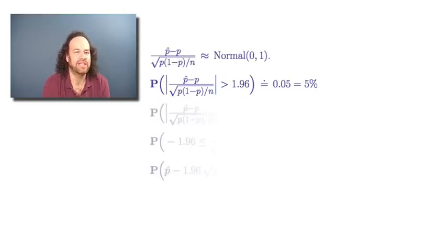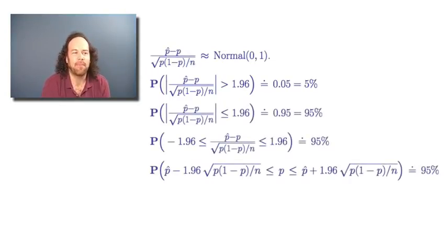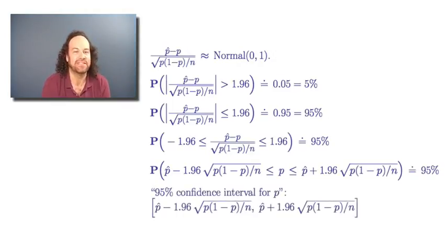Now when we rework all this, we end up concluding that the probability that P is between P hat minus 1.96 times the square root of P times 1 minus P over N, and P hat plus 1.96 times the square root of P times 1 minus P over N, is about 95%. This is what we will call a 95% confidence interval. We're saying that we're 95% confident that the true unknown value of P is somewhere in this interval.